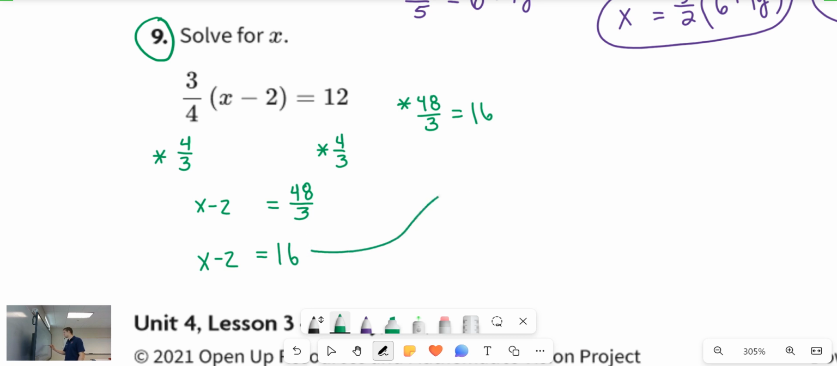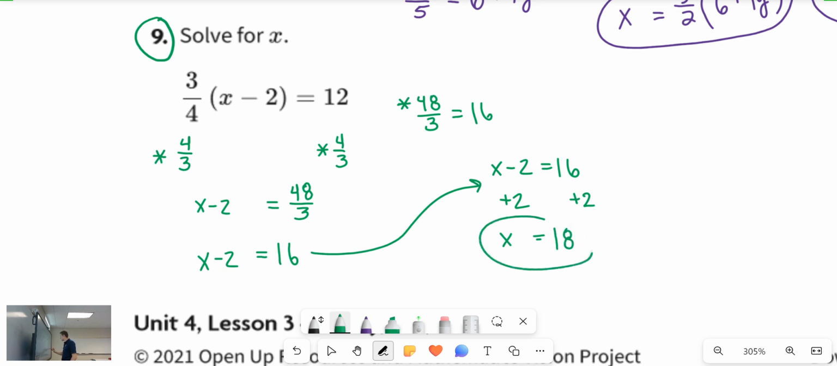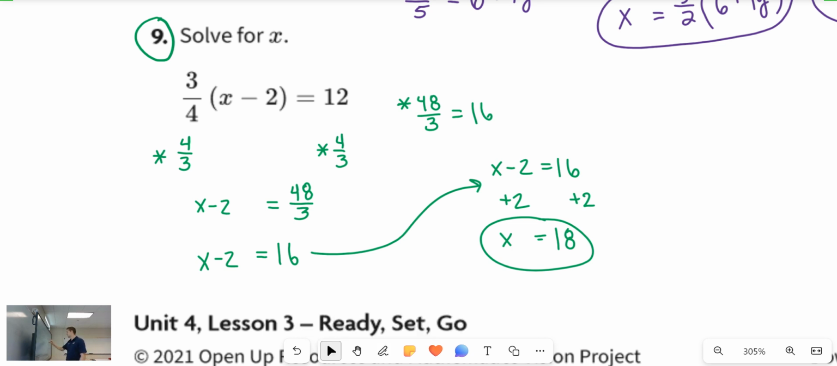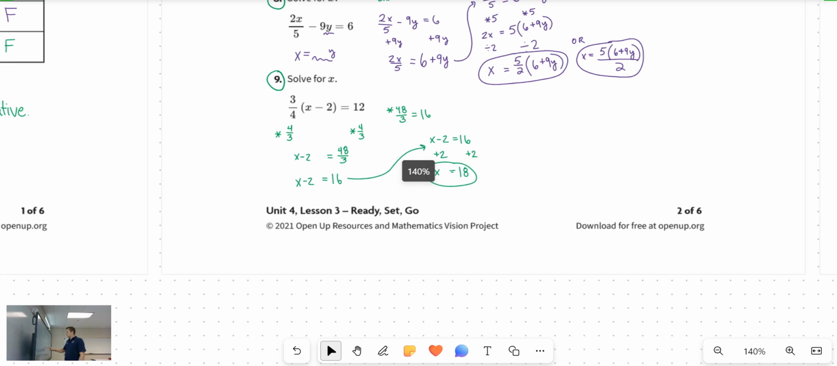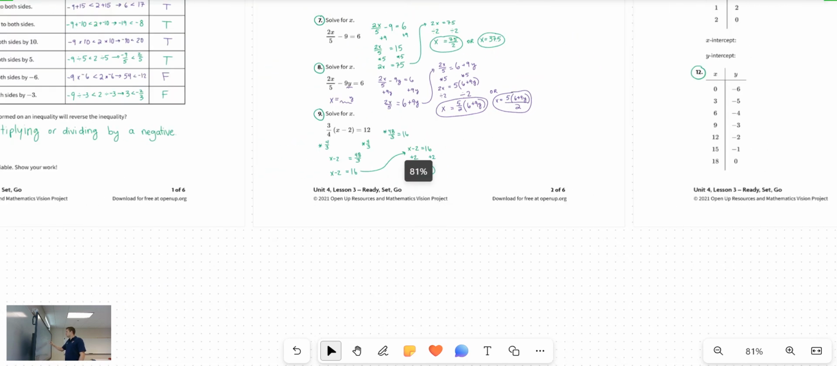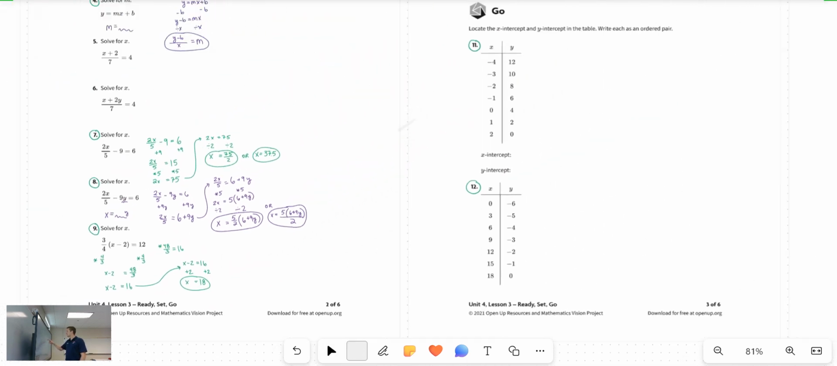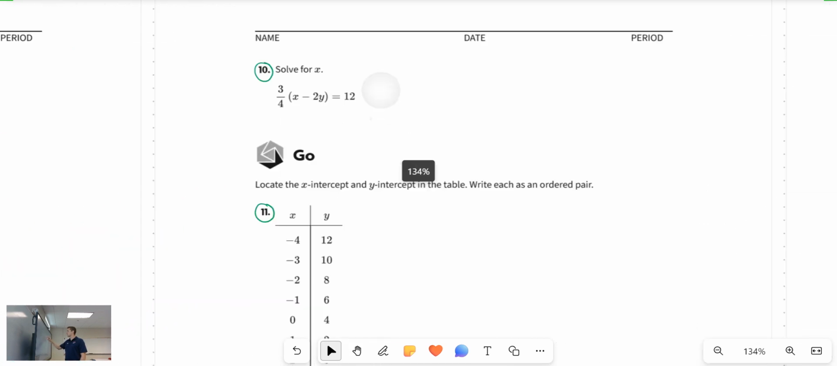All right, x minus 2 equals 16. Now we are going to bring this across, so we have a little more space. x minus 2 equals 16, and we're going to add 2 to both sides, and now we get x equals 18. All right, so there we go. That is solved for x. Perfect. All right, that's the bottom of the page. Let's go. Oh, we're doing one more.